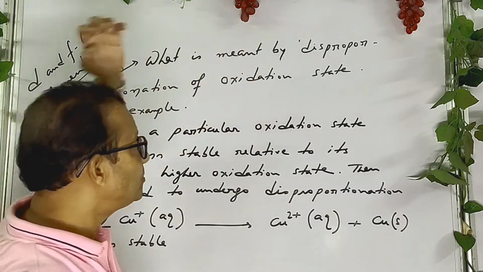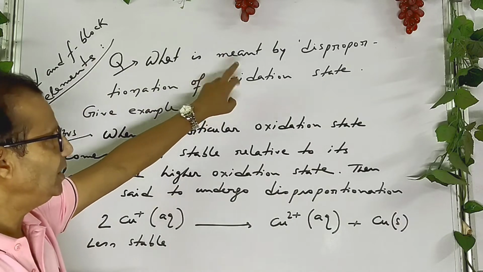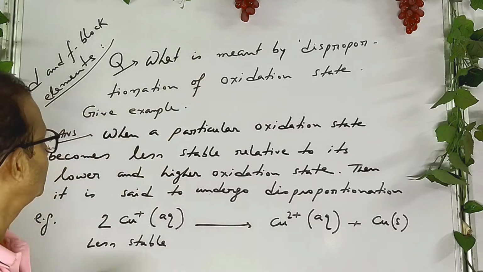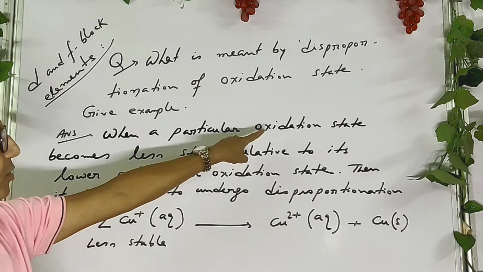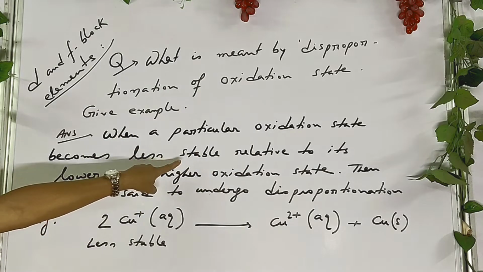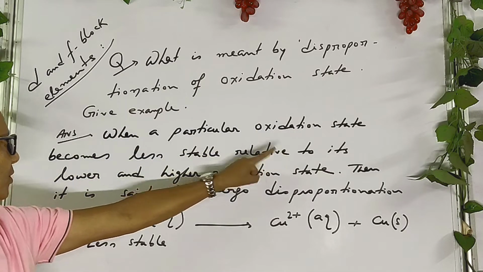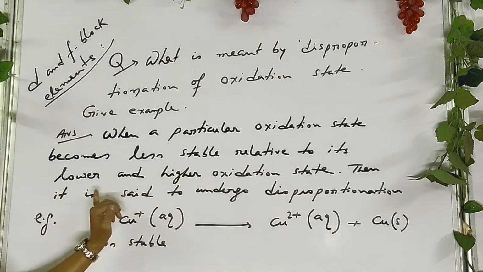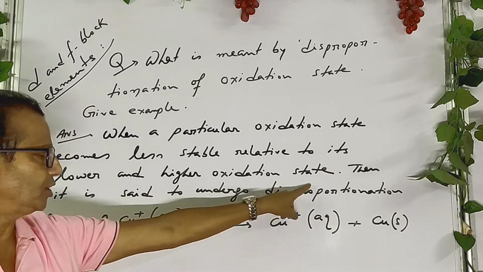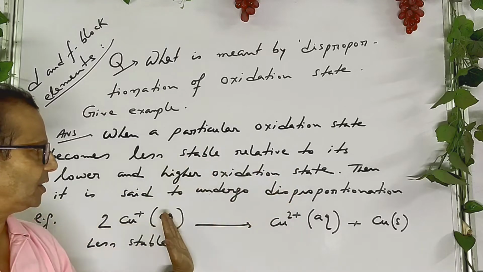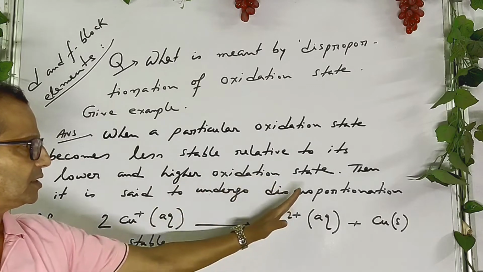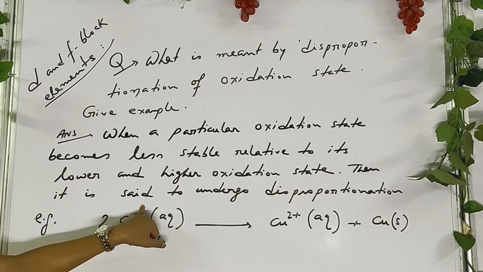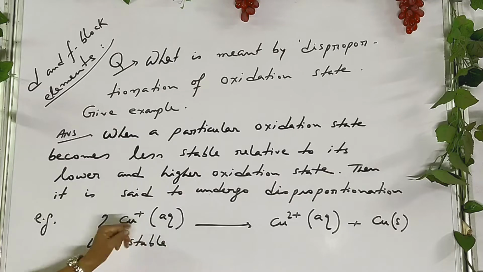What is meant by disproportionation reaction in terms of oxidation state? Listen, in terms of oxidation state. When a particular oxidation state becomes less stable relative to its lower as well as higher oxidation state, then it is said to undergo disproportionation. That is, it transfers its charges. For example, copper positive ion, that is monovalent copper, is less stable.